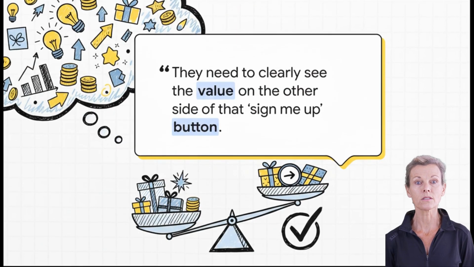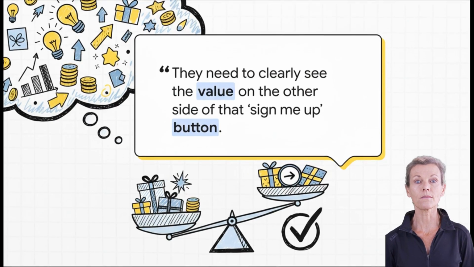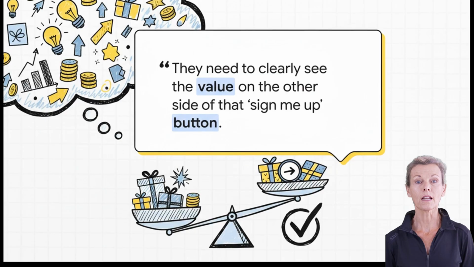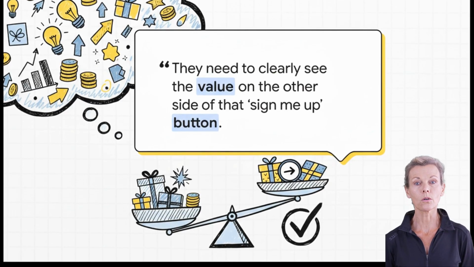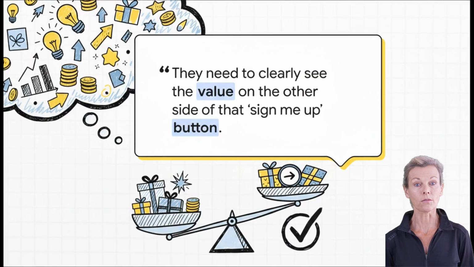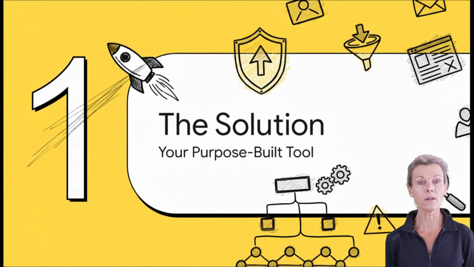And that really gets to the heart of it. Unbounce puts it perfectly. People need to clearly see the value on the other side of that sign me up button. It's not enough to just ask anymore. You have to offer something so good that making the trade, their email for your offer, is a complete and total no-brainer.